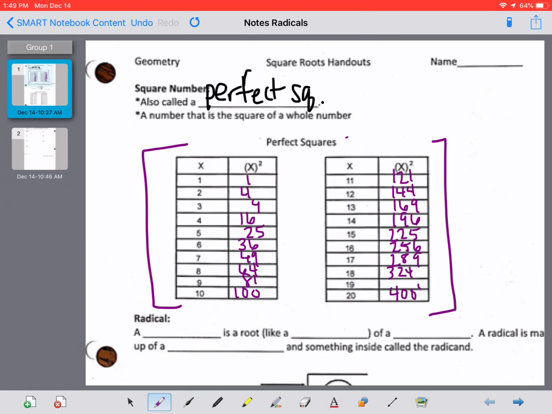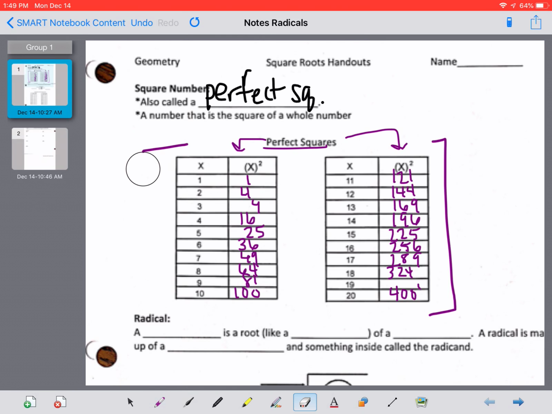So the purple numbers that I just wrote, those are considered perfect squares, because to obtain them, you take a number times itself. Perfect squares. Those are the numbers that we're really going to focus on today.